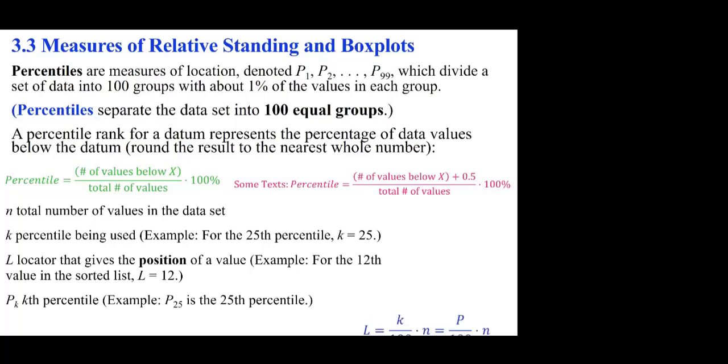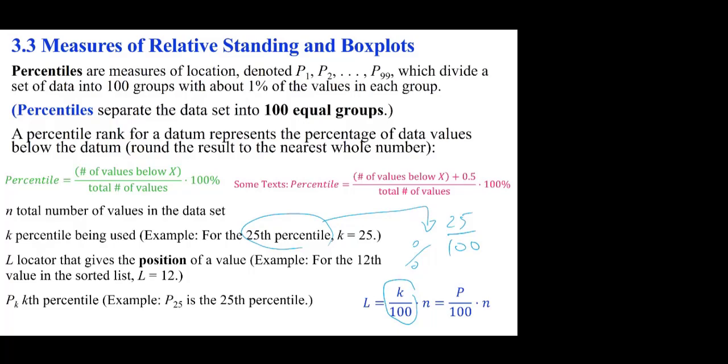Now look at the formula. We can say K over 100 times N or P over 100 times N. And remember, that K over 100 is really the percent format of the K. So when we say 25th percentile, just as an example, that means 25 over 100. That's the meaning of K over 100. Notice in the next formula, I say P over 100. Depends on the text, but understand if you come across a different format, you don't want to be thrown off.